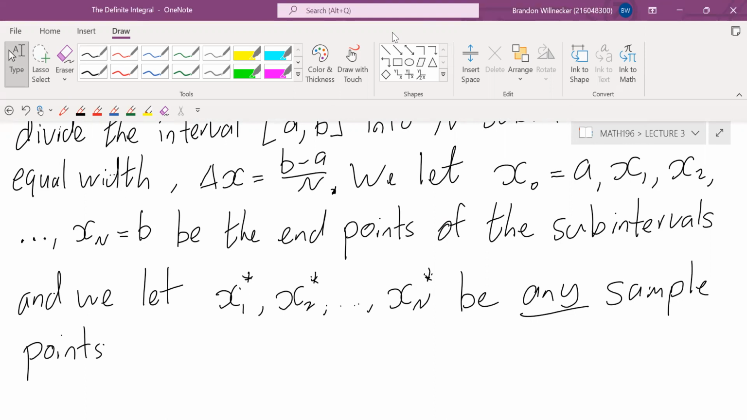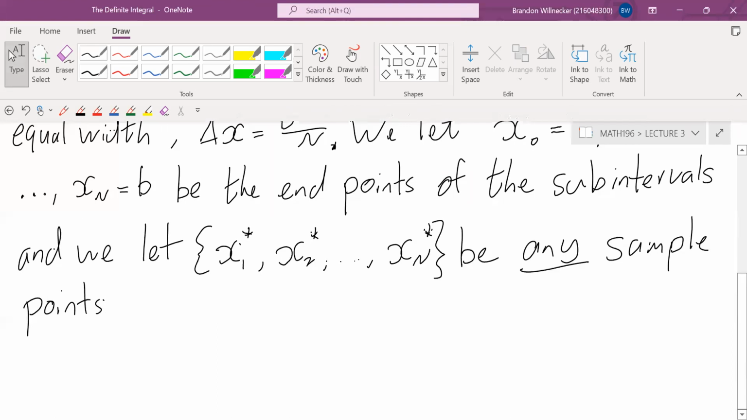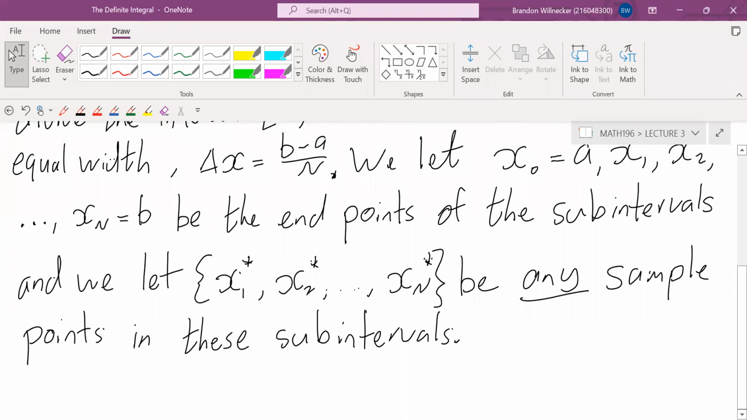Okay, so we've got this collection, or let's say it's the set of these. Let those be any sample points. You pick any in these subintervals. So x1 star is the sample point for the first subinterval, x2 star is the sample point for the second subinterval, and so on. And we see from 1 to n, that gives us our n subintervals, or the n rectangles that we spoke about before.